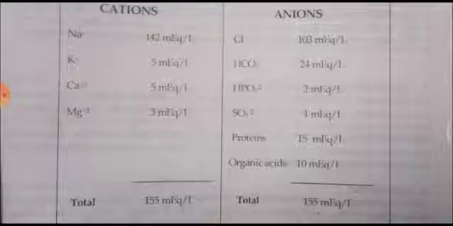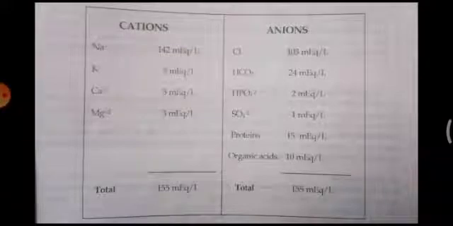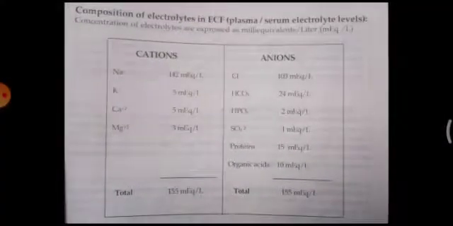SO4 carrying negative charge, and their subsequent levels in the ECF, and also protein and organic acids. So the total of anions is equal to 155 milliequivalents. So at the end you can see the cations total and anions total are equal, hence it is electrically neutral. The total number of anions and the total number of cations is equal and hence electrically neutral.